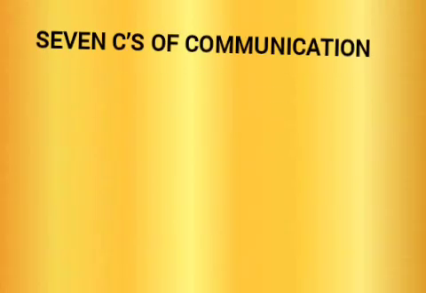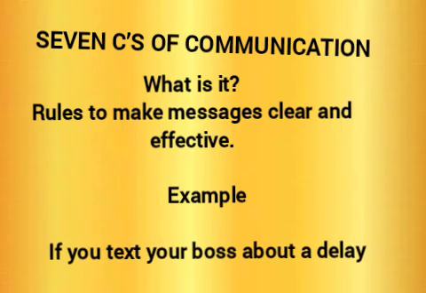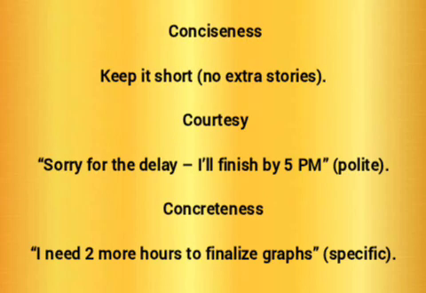7 C's of communication. What it is. Rules to make messages clear and effective. Example. If you text your boss about a delay. Clarity. The report will be late because the data wasn't sent on time, not vague. Correctness. No typos or wrong info. Conciseness. Keep it short, no extra stories.